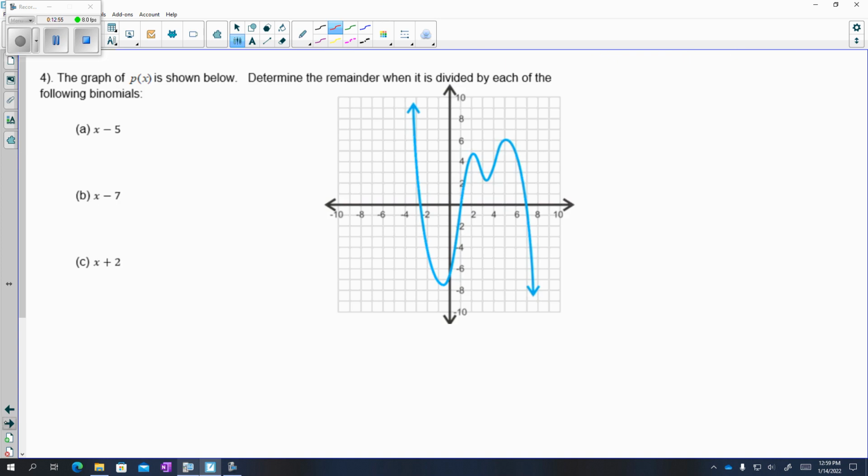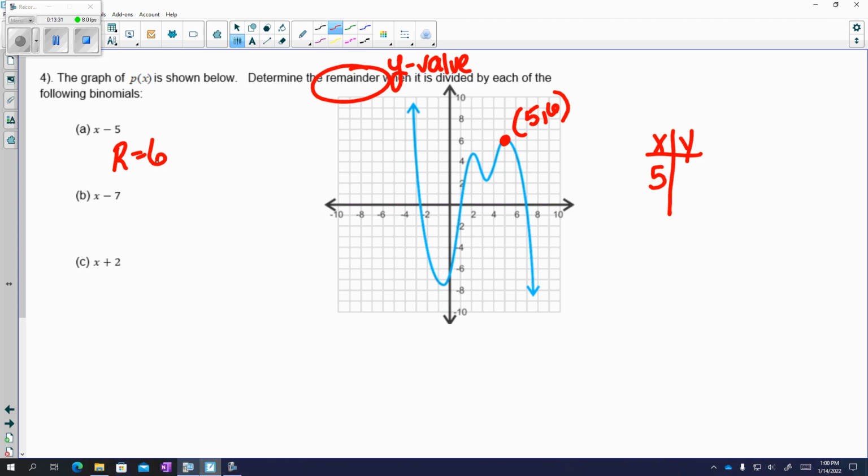And then lastly for this unit, we're just going to review how to find the remainder based on a graph. So you're going to determine the remainder by each of these binomials. Remember that your remainder is your y value. So for x minus 5, if I had an equation, I would go to my table in my calculator and look at the number 5. But instead of an equation, I have a graph. So I'm going to go to the graph and find x equals 5 and find that point. This is the point 5, 6. So my remainder would be 6.